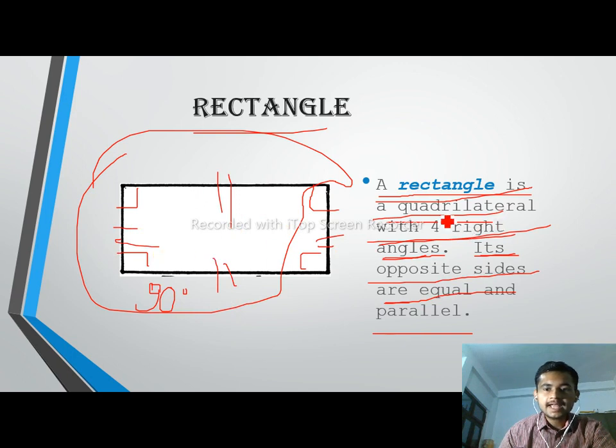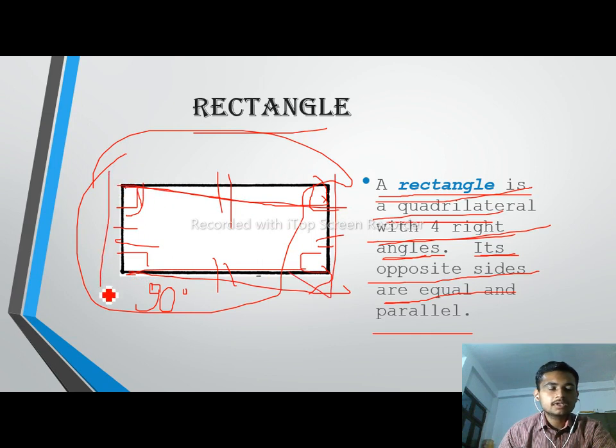So a rectangle is a quadrilateral with 4 right angles, and its opposite sides are equal and parallel. As I've already told you, when two lines are in the same direction, they are known as parallel. In a rectangle, two sides are parallel and equal, like these two lines are equal, and these two lines are equal. So a rectangle is a quadrilateral with 4 right angles, and its opposite sides are equal and parallel.